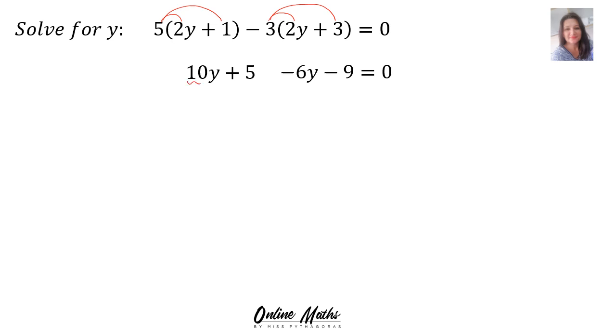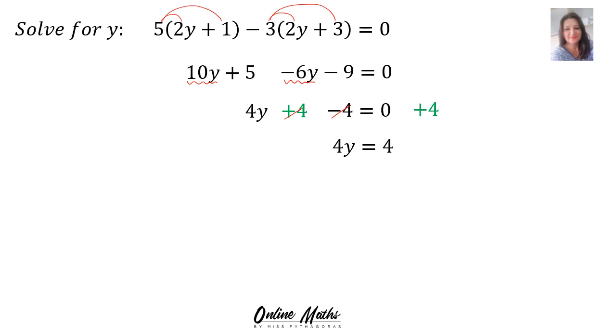Again, add my like terms. 10y minus 6y is 4y. And on the constant terms, the numbers, plus 5 minus 9 is negative 4, is equal to 0. Then I want to solve y, so I want to get rid of the negative 4. And I will add 4 on the left hand side, add 4 on the right hand side. On the left hand side, plus 4 minus 4 is nothing, and you're left with 4y. And on the right hand side, 0 plus 4 is 4.